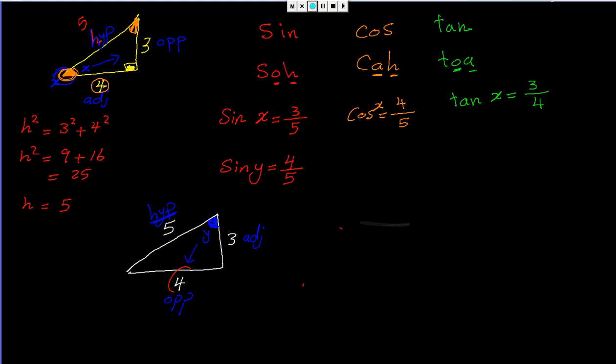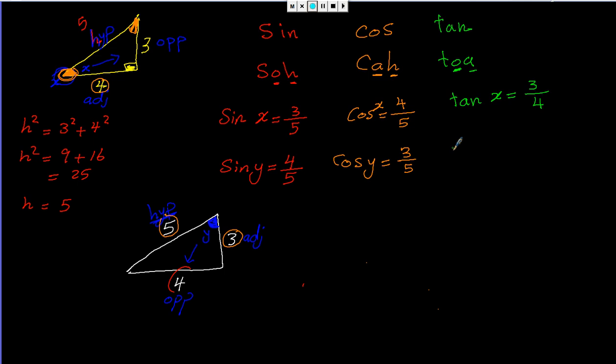After that, cosine y. Cosine is adjacent over hypotenuse. The adjacent here is 3 over hypotenuse 5, so it's 3 over 5. Okay, let's see. What about tan?